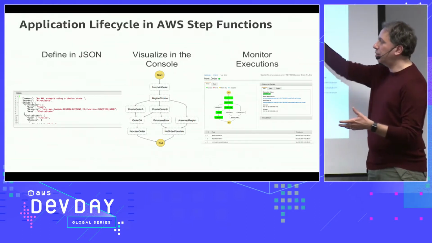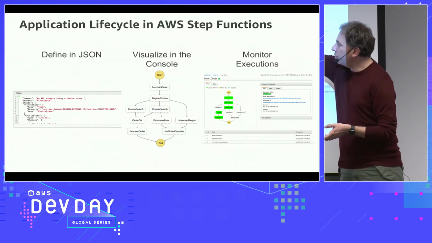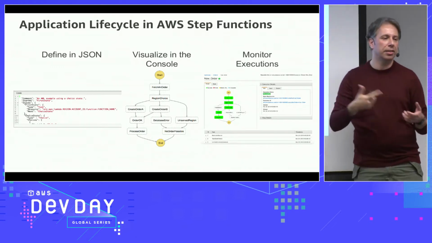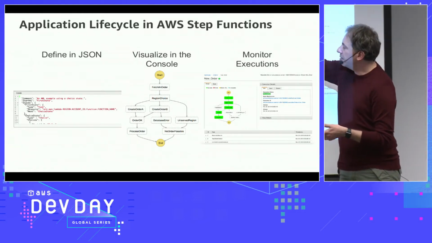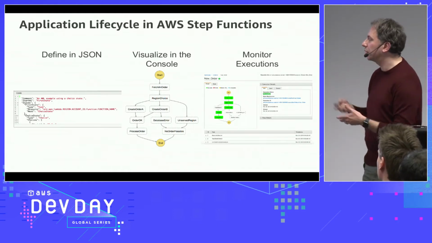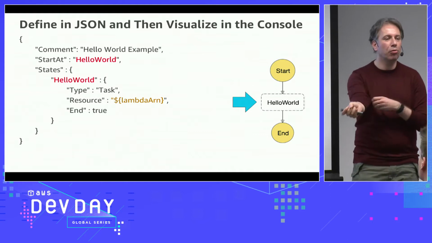And then if you execute the state machine with some input state, you can monitor the execution, see the flow where it goes, and at any step in the execution of the state machine, you can understand what is entering, what is exiting, and also have direct access to the logs of the Lambda function that was there. So this is the most basic Hello World.